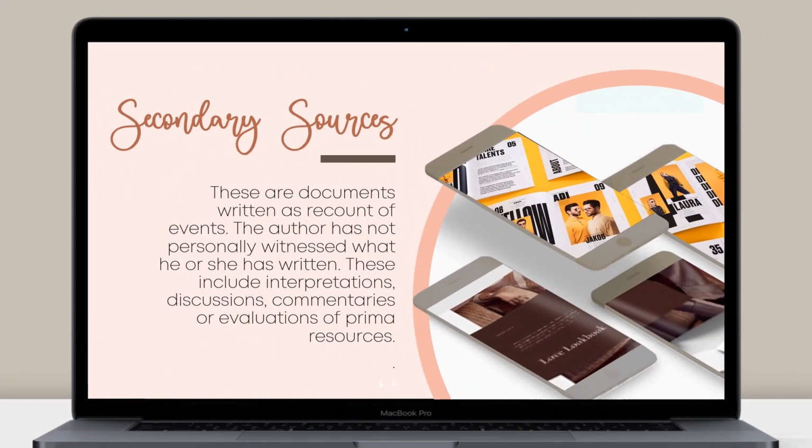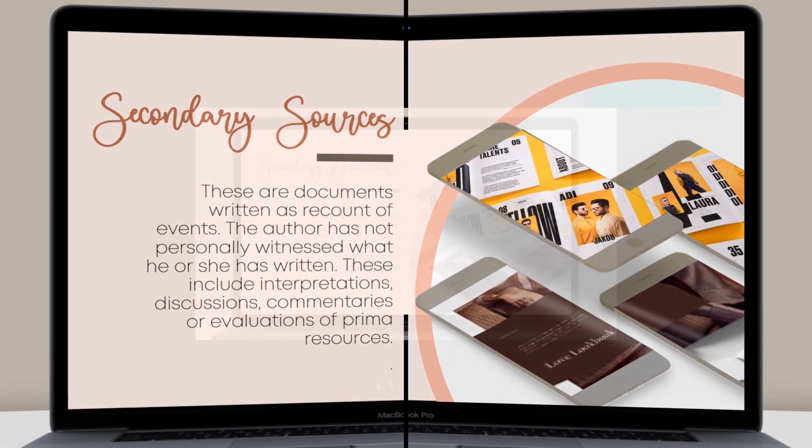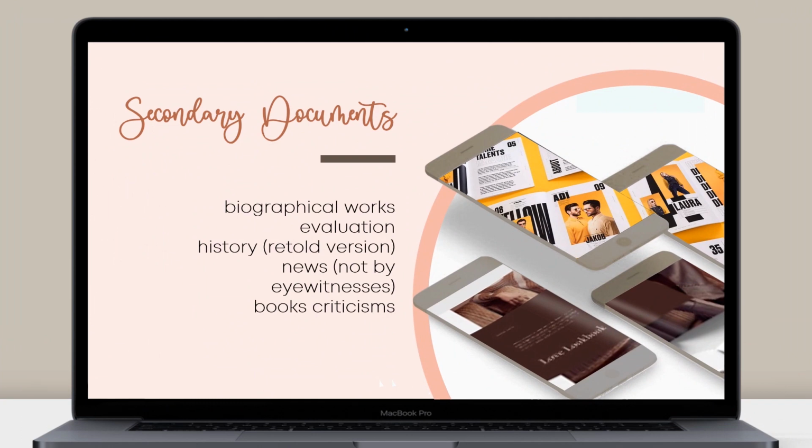Regarding your secondary sources, these are the documents written as recount of events. We already discussed that your primary document serves as your raw document, something that is fresh from the scene, or something that hasn't even been subjected to interpretation yet. Now, your secondary sources are the recounts of the events. So, the author has not personally witnessed what he or she has written. It includes interpretation, discussion, commentaries, or evaluations of primary sources. Okay, so examples, you have biographical works.